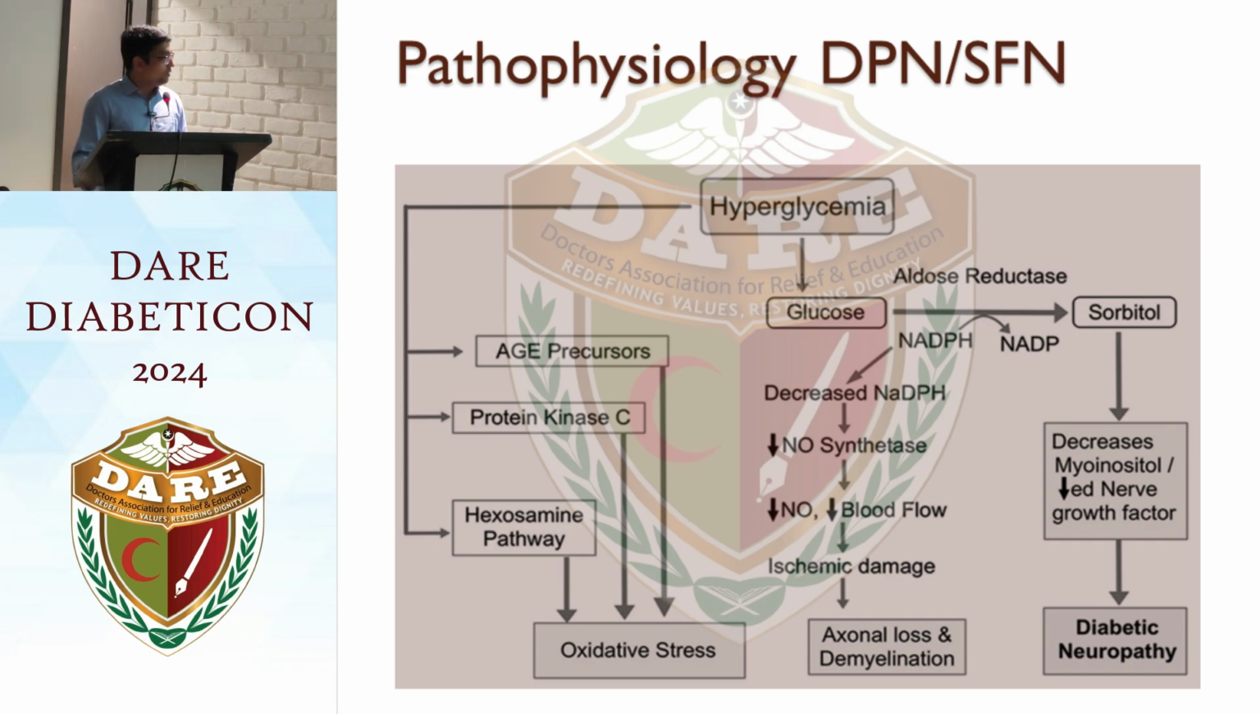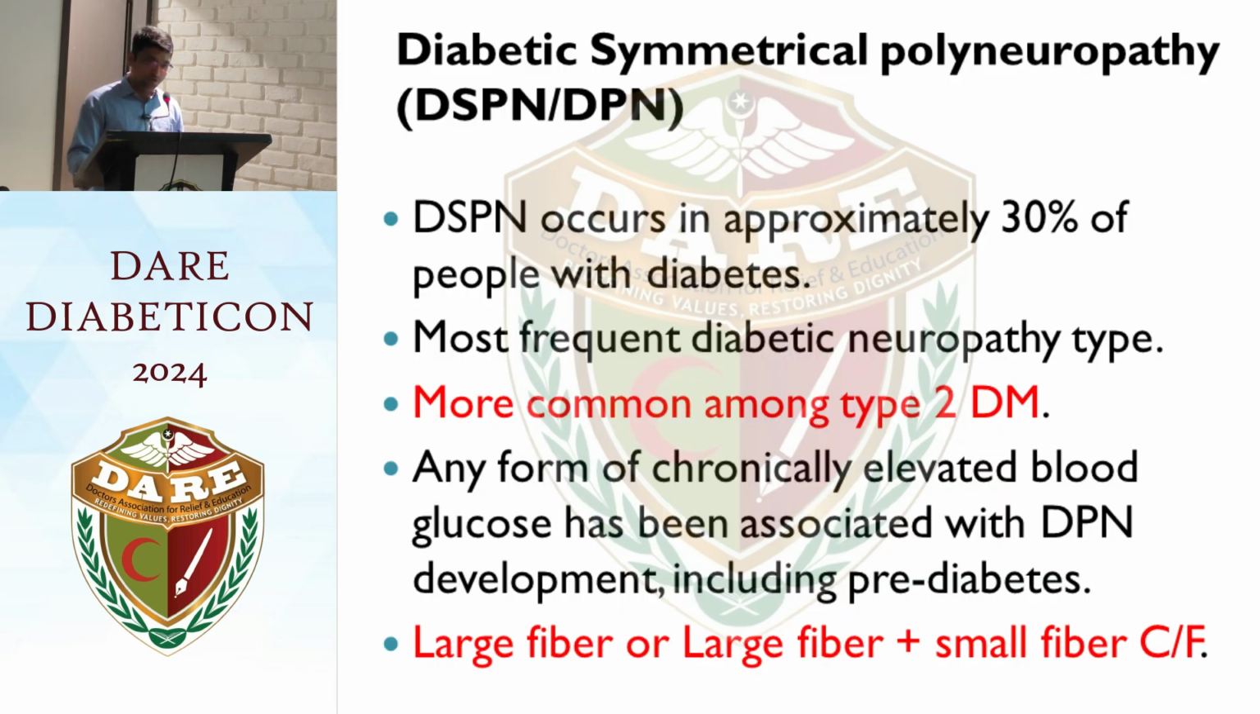It is more common in type 2 diabetics. And any form of chronically elevated blood glucose will cause or lead to this diabetic symmetrical polyneuropathy. In fact, many times we can see patients affected with pre-diabetic status, not in the diabetic range, like the 5.7 to 6.3 range of HbA1c. Still, that can lead to this diabetic symmetrical polyneuropathy.